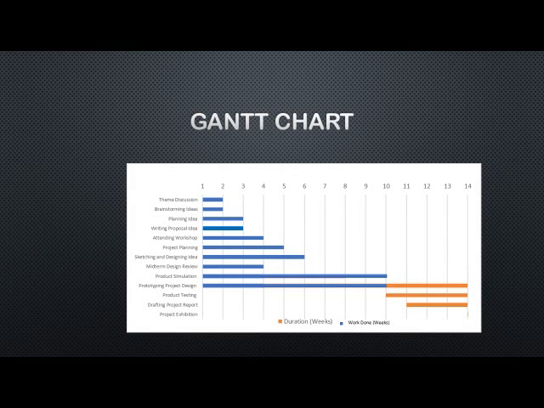Next, for the Gantt chart. Over the past few weeks of this semester, our KASA Smart Recycle System has gone through the planned tasks according to the Gantt chart very well. Basically, the project is in progression of product simulation and prototyping project design.